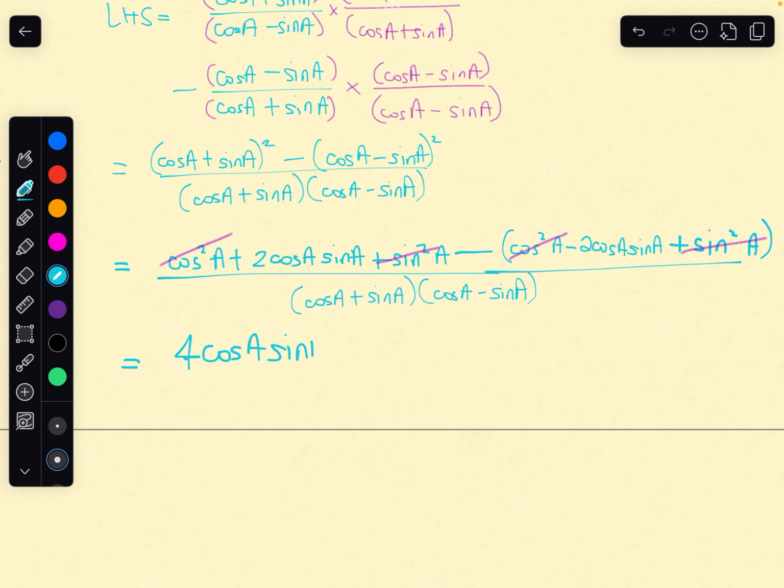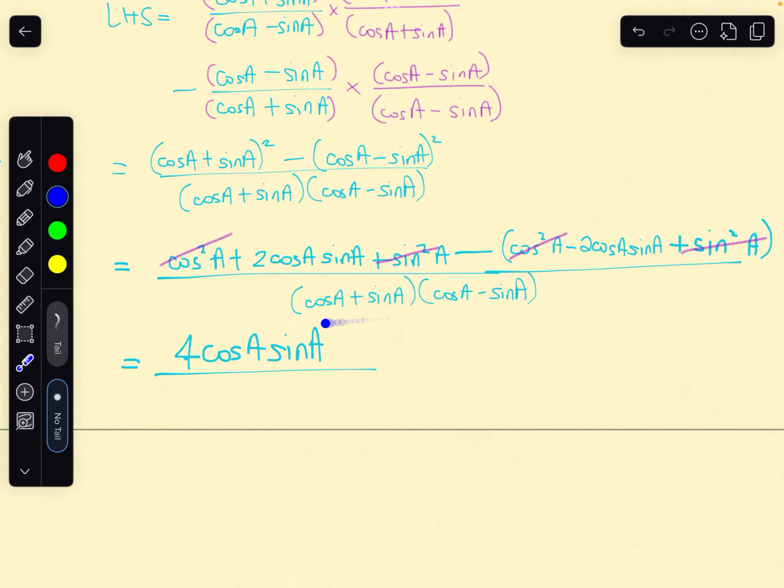Okay, and there are definitely no opportunities to cancel between the top and the bottom. So I'm going to multiply this out. This is a difference of 2 squares, so this is just going to be cos squared A minus sine squared A. And of course you can verify that: cos squared A minus cos A sine A plus cos A sine A. So those cancel out, and then minus sine squared A.